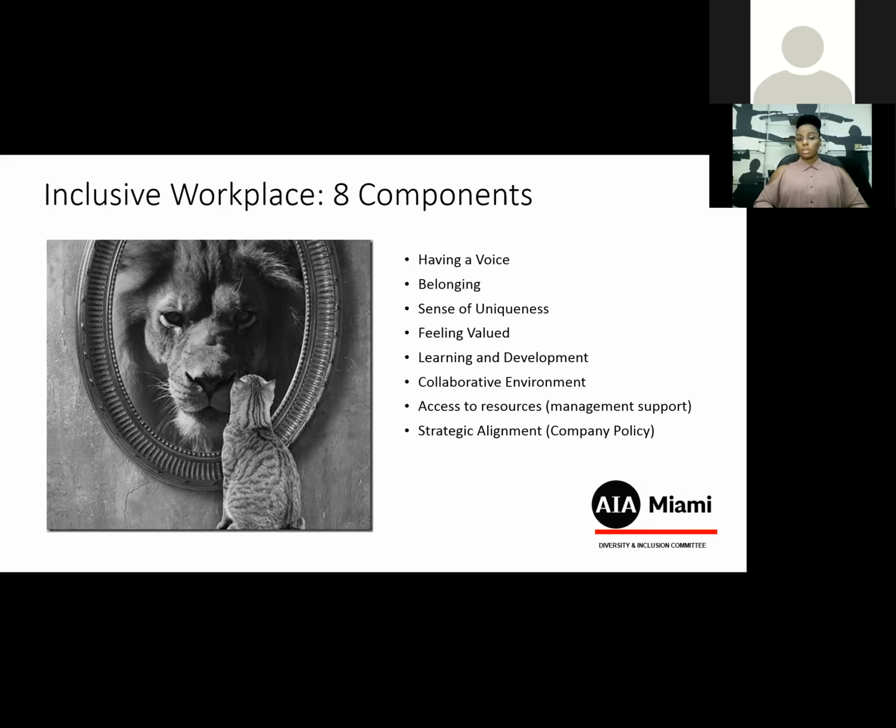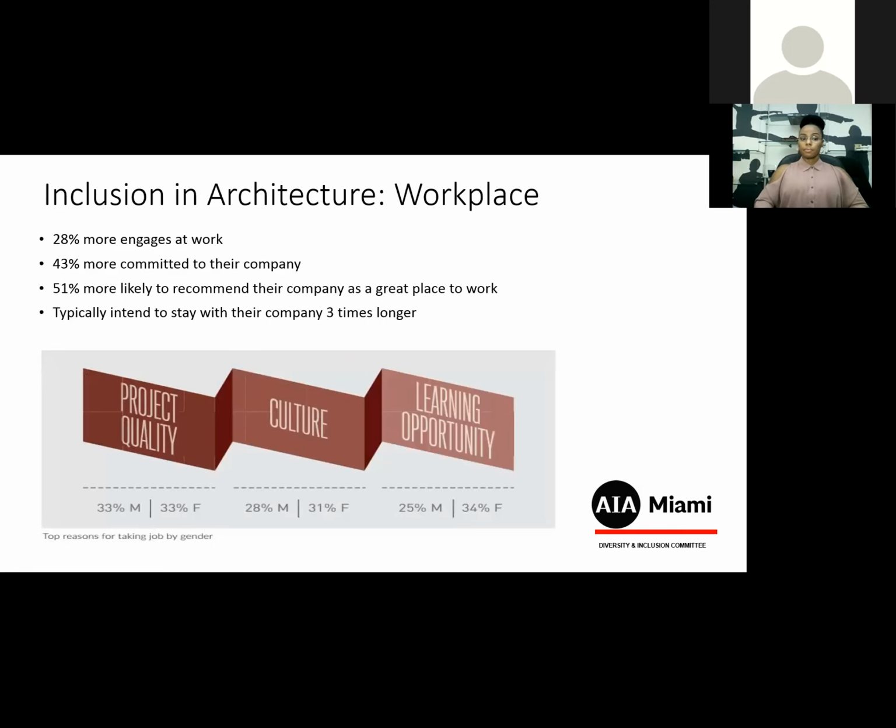Because a firm that includes these 8 components values the team that they have. Now, having an inclusive architectural firm is very important because when young candidates graduate college, you'll notice that 28% care about the culture and 25% of males care about opportunity. 34% of females care about learning opportunity and 31% care about the culture of the workplace environment.